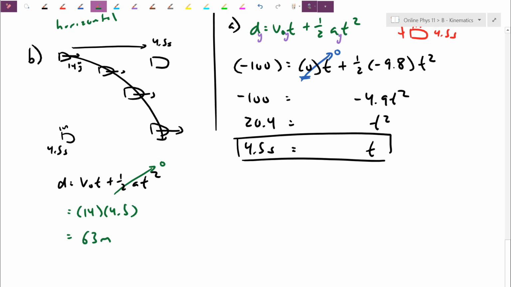It was 100 in the vertical. I have definitely dropped by 100 meters going downwards. But in terms of how far from the base of the cliff I land, I've actually only gone 63 meters. So we've been able to separate a two-dimensional problem. We studied both parts separately, and we were able to find all this information.